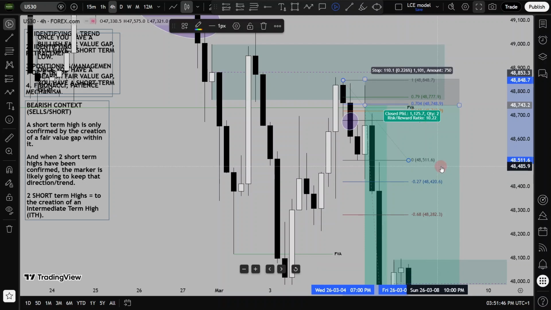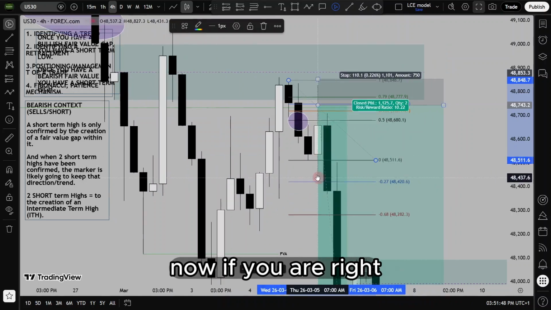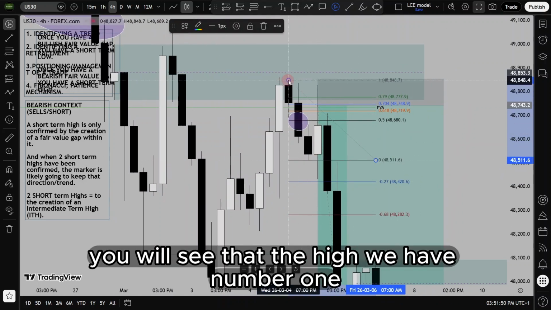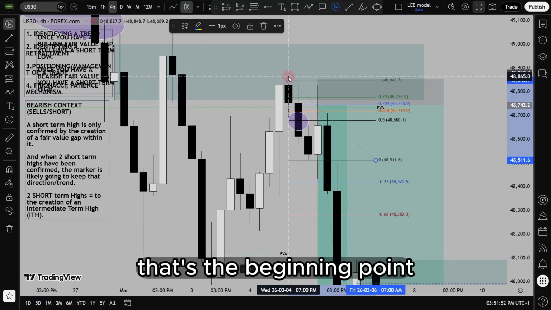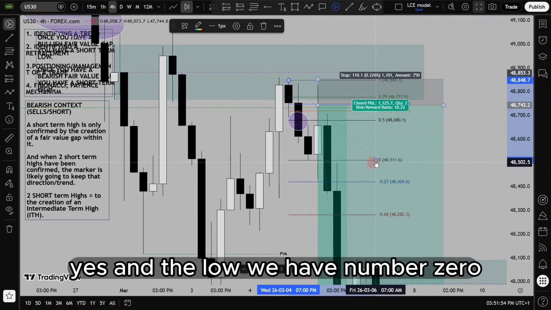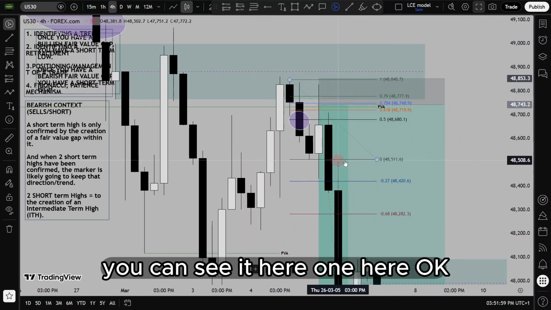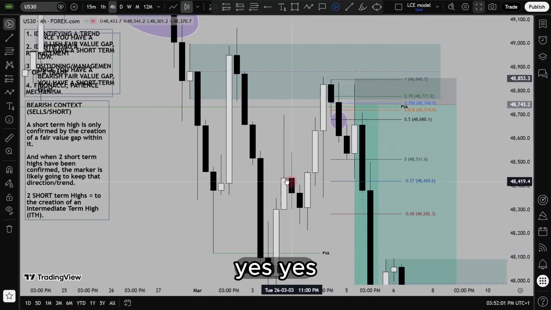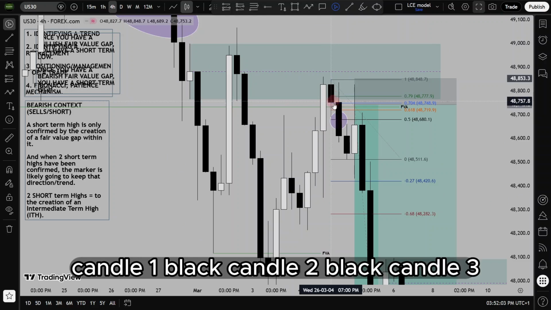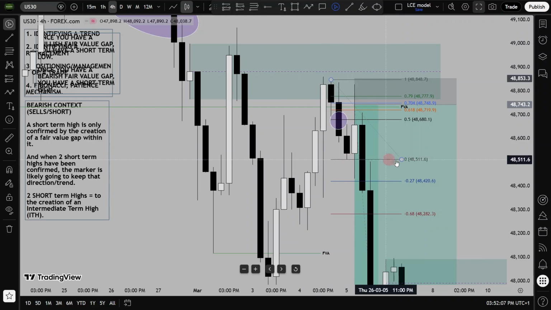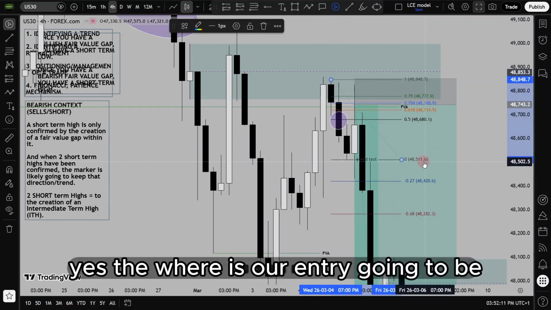To measure a bearish Fibonacci, if you are right, you will see that the high we have number 1, that's the beginning point, and the low we have number 0. You can see it here, 1 here, 0 here. This is the 3 candles: black candle 1, black candle 2, black candle 3. See the low I put, you can see where I put zero, it.